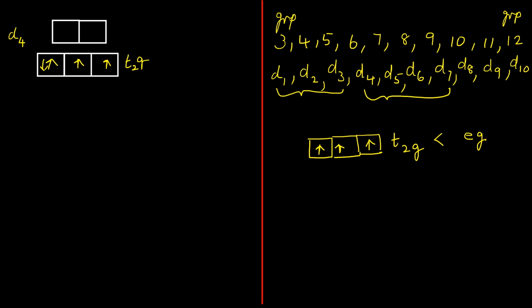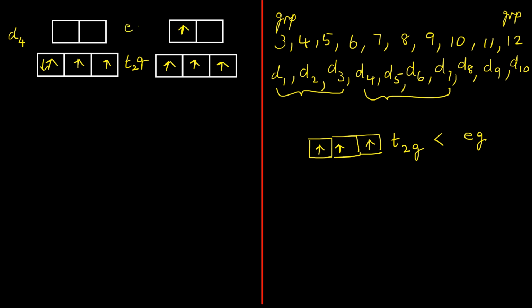One of the T2g orbitals has paired electrons. The other option is the 4th electron may enter one of the orbitals of the Eg, that is, the higher energy level. There are no paired electrons.